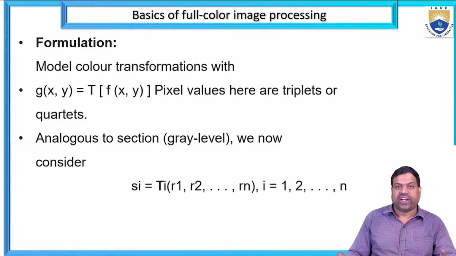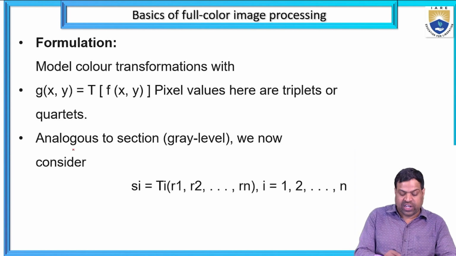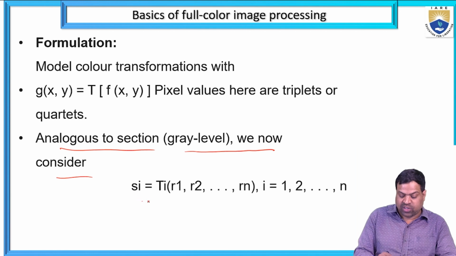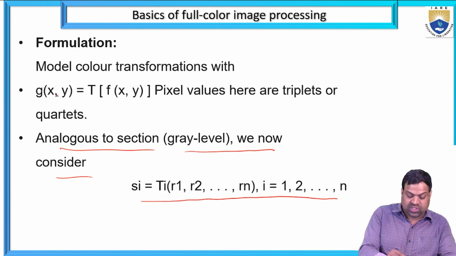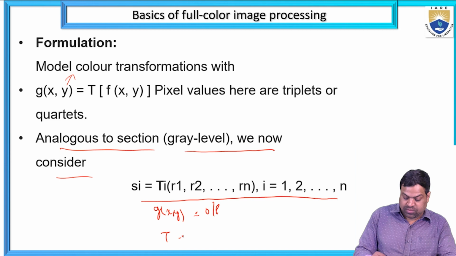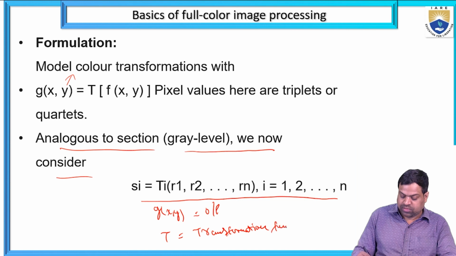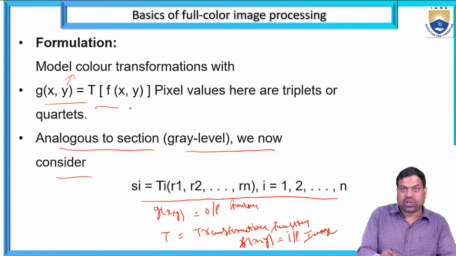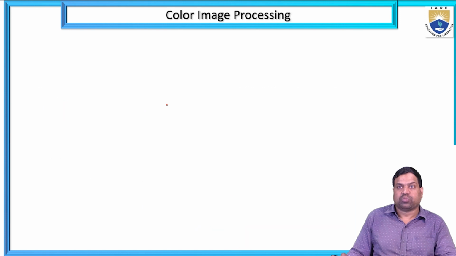And what is the formulation for grayscale to color image processing? The color transformation model is G of x comma y equal to capital T of f of x comma y. The pixel values here are triples or quadruples. So G of x comma y is the output, T is the transformation function, and f of x comma y is the input image. So G of x comma y equals capital T of f of x comma y. That is grayscale to color image processing.